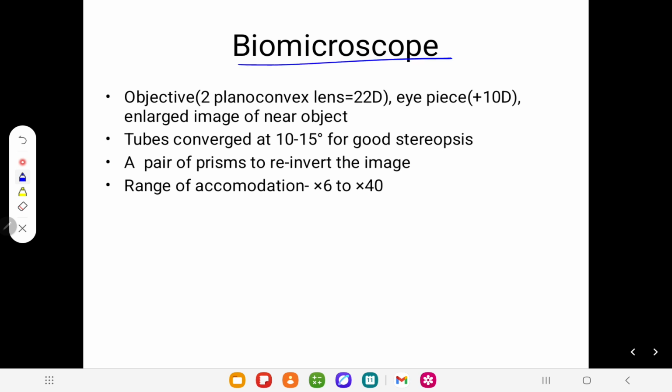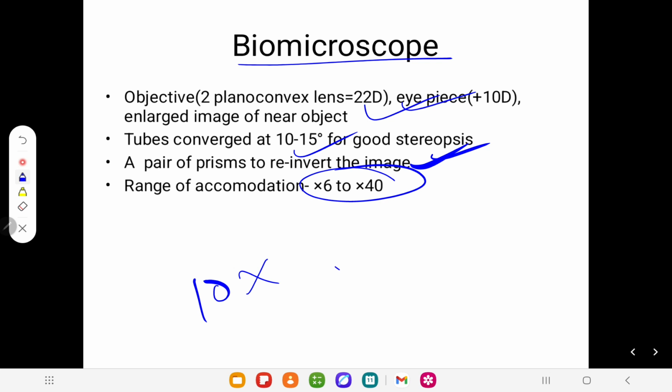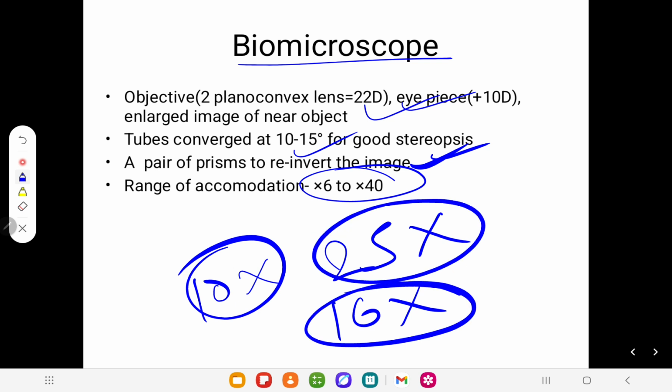Biomicroscopy: objective, plano-convex lens and eyepieces, but just do not stick to those numbers. The tubes converge 10 to 15 degrees for good stereopsis. A pair of prisms is used to reinvert the image. And the range accommodates magnifications of 6 to 40 times. But I want to tell you, I have seen a lot of slit lamps with these three magnifications: 10x, 25x, and 16x. You'll see commonly in drum systems, in flip systems, it's 10x and 16x. I have commonly seen these magnifications. Okay.